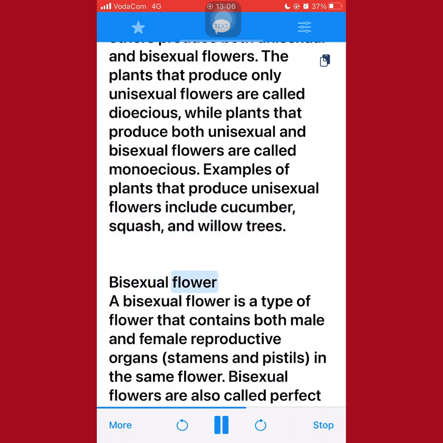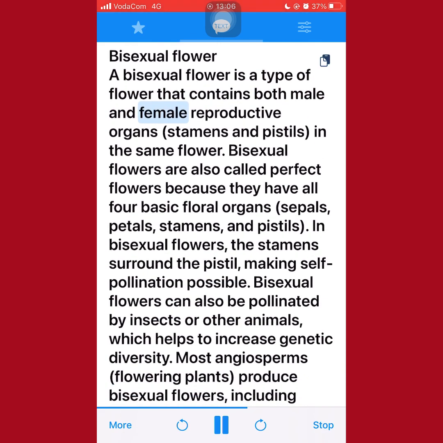Bisexual flower. A bisexual flower is a type of flower that contains both male and female reproductive organs, stamens and pistils, in the same flower. Bisexual flowers are also called perfect flowers because they have all four basic floral organs: sepals, petals, stamens, and pistils. In bisexual flowers, the stamens surround the pistil, making self-pollination possible.